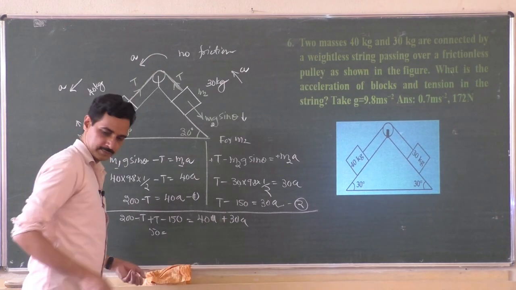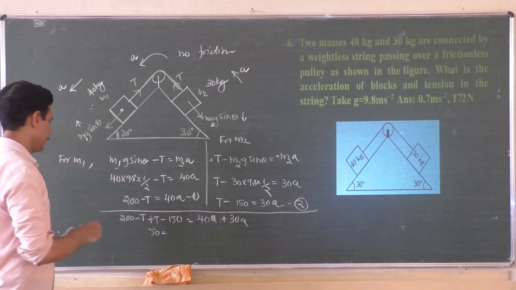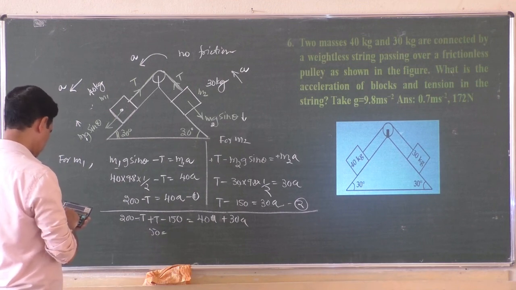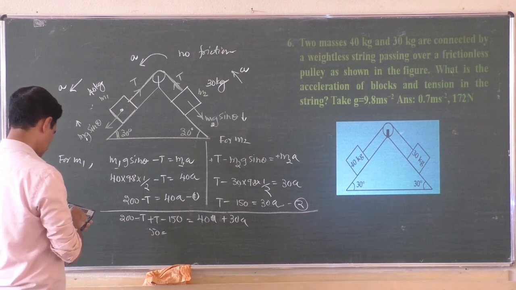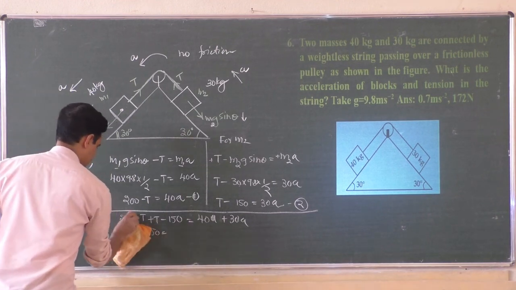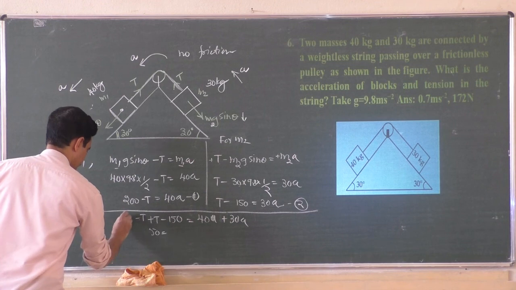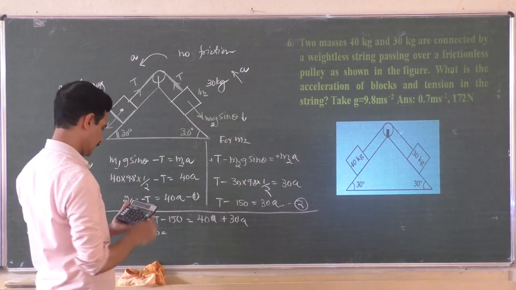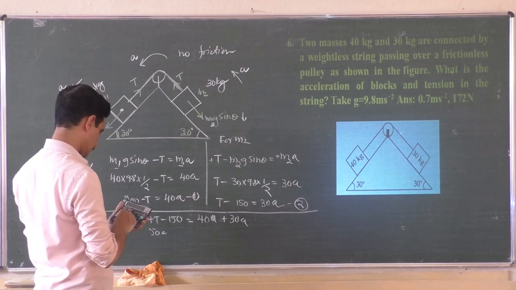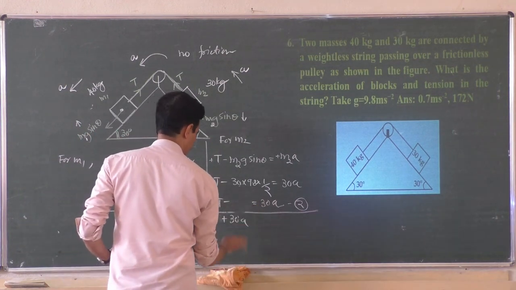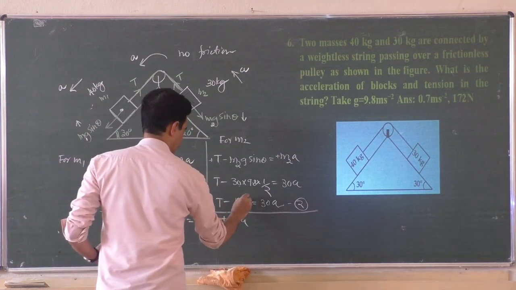So what is the answer? 9.8. This is 40 into 9.8 by 2, that is 20 into 9.8, 19.6, so 196. 196 minus... okay, that's the only change. Here also one 9.8. It is 4.9 into 30. Yes, 147. 147, okay.